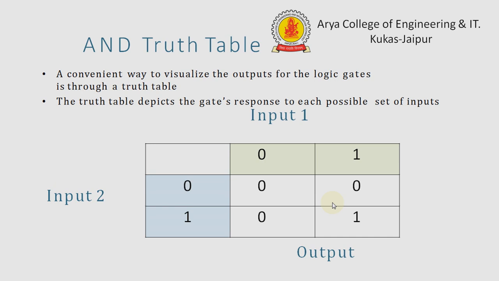So this is the truth table for the AND gate. A convenient way to visualize the output of a logic gate is through a truth table, and the truth table depicts the gate's response to each possible set of inputs. So when the input is 0 0, the output is 0; for 0 1, the output is 0; for 1 0, the output is 0; and for 1 1, the output is 1. So this is the AND gate.